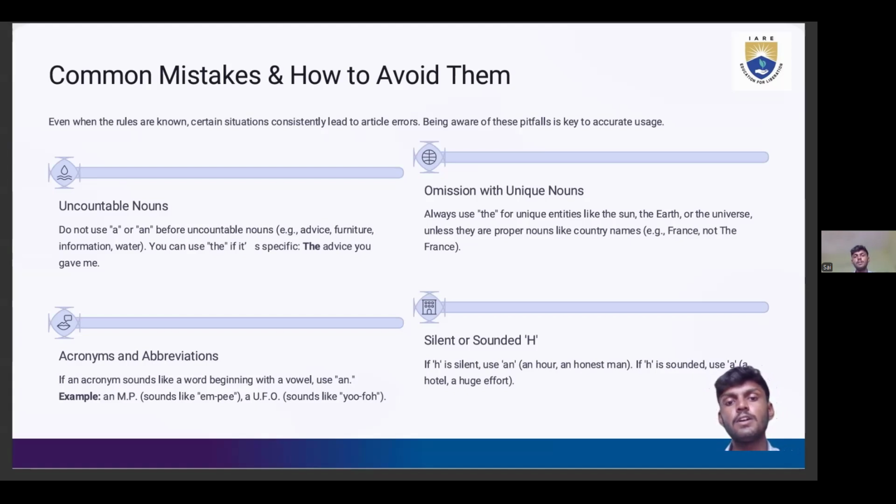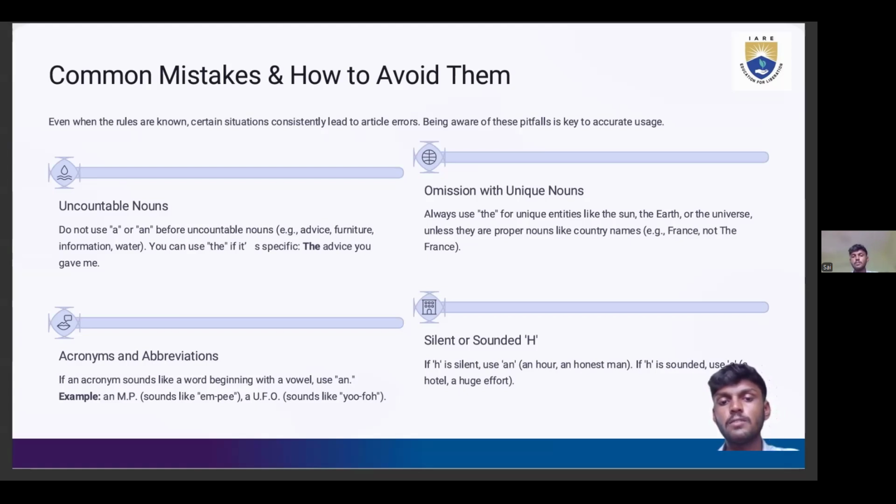Mistake: I went to park yesterday. Correct one: I went to the park yesterday. How to avoid this? If you are talking about a specific place or object that the listener knows, use the.